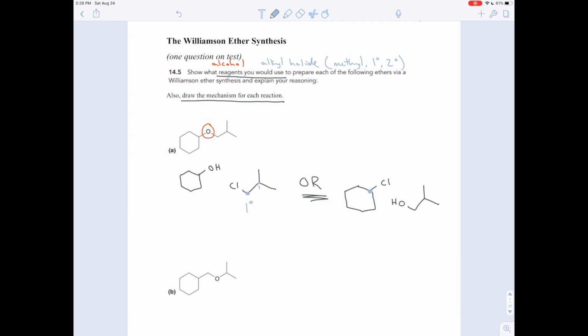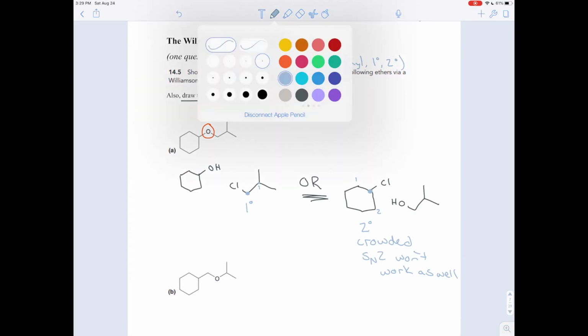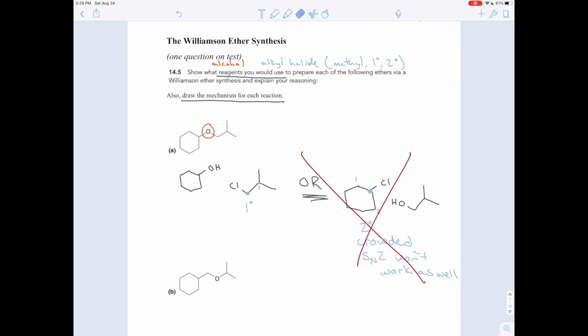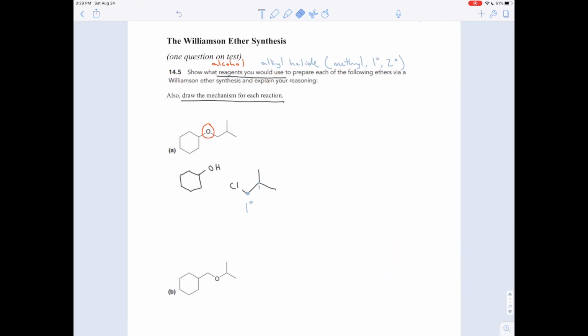This carbon, the one that's attached to the chlorine, is bonded to how many other carbons? 1, 2, immediately. And so that is a secondary alkyl halide. In other words, this one is more crowded. And because it's more crowded, the SN2 reaction won't work as well, because when the nucleophile tries to attack, it'll just bump into those carbons, and it won't be able to. So that is not the one we're going to choose. We're going to go with this other possibility here.